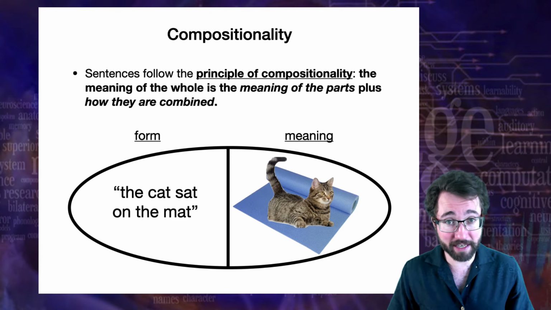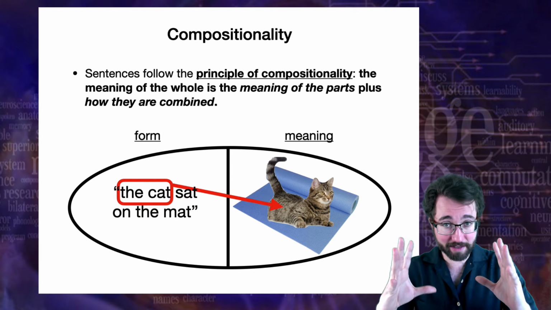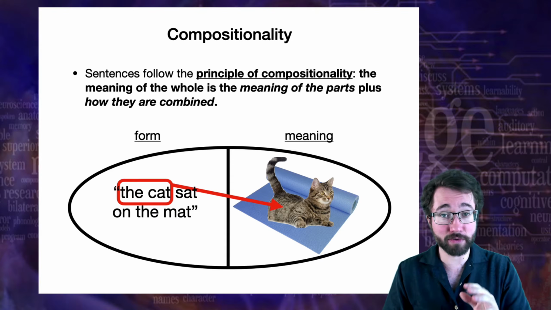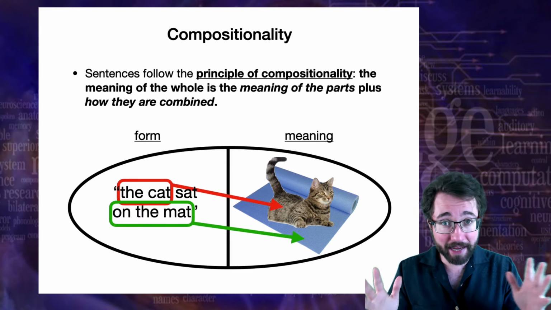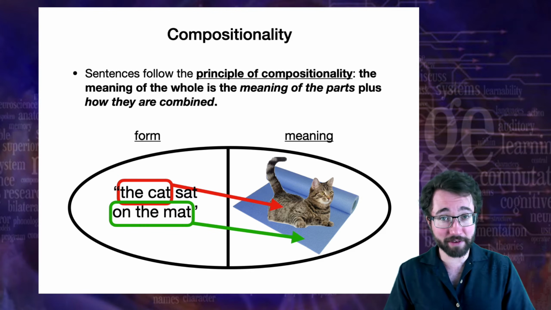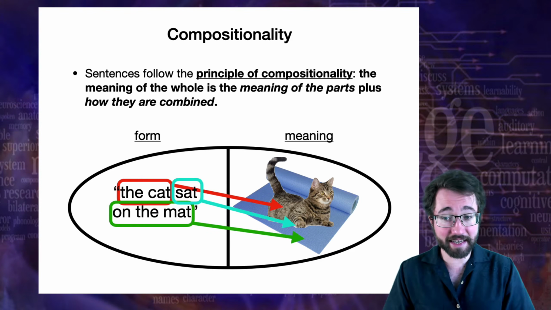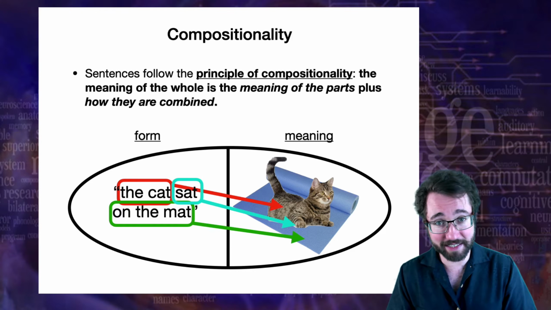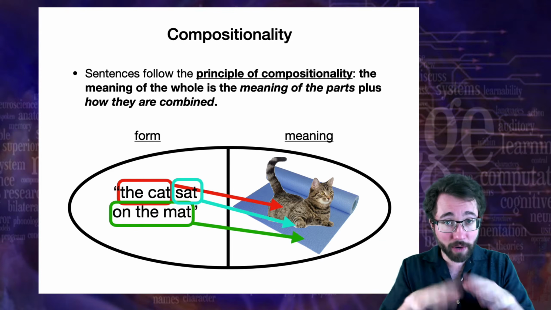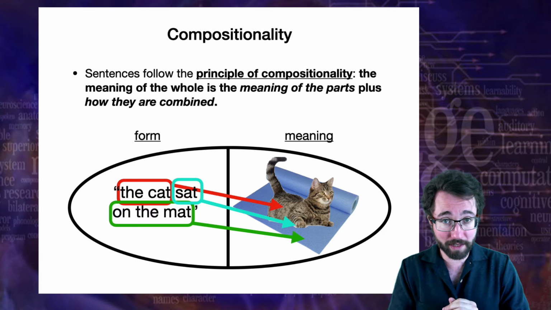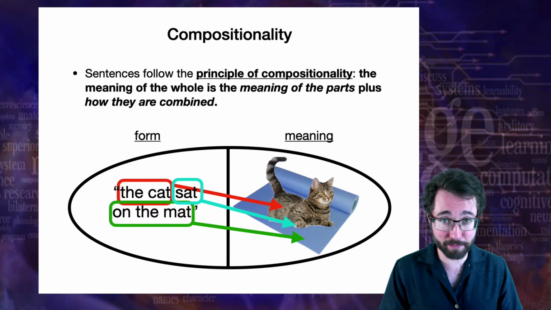And the way you can figure out that meaning from the form is that there's this regular correspondence where a sequence of phonemes like "the cat" corresponds to the meaning having this feline creature in it. And the sequence of phonemes "on the mat" corresponds to the meaning having this soft object in it. And the word "sat" indicates the kind of action, the relationship that holds in this case between the cat and the mat. So if you know the meanings of the parts, and you know how to combine the meanings of the parts to form the whole, then you can understand what this sentence means even if you've never heard it before. And that's the principle of compositionality.